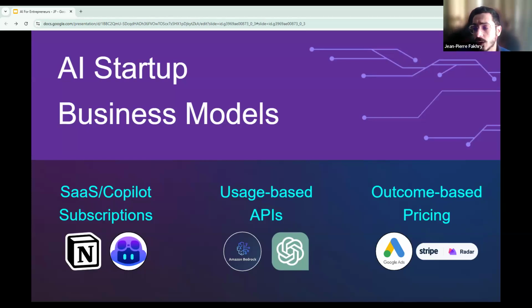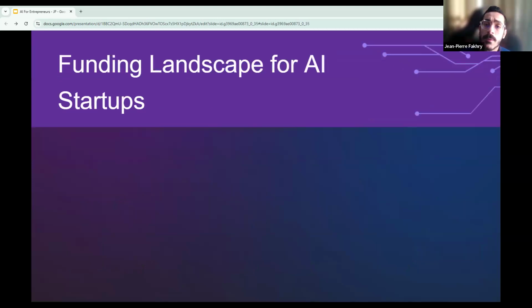The first two are usually the ones that are most famous. Actually, even the first one, the SaaS, is the one that makes the most sense for startups.